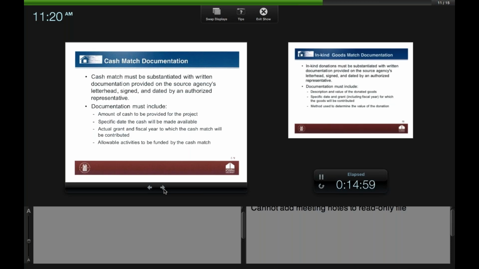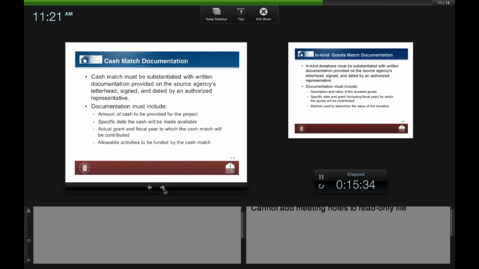Cash match documentation. As indicated, cash match can be either in kind or in cash. And this goes over the cash match documentation. Cash match must be substantiated within the agency that receives our grant. As such, it must be committed in written documentation. The grantee must document the commitment of their resources for the cash match.